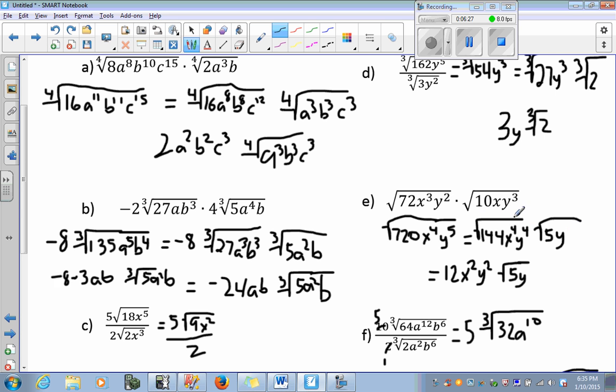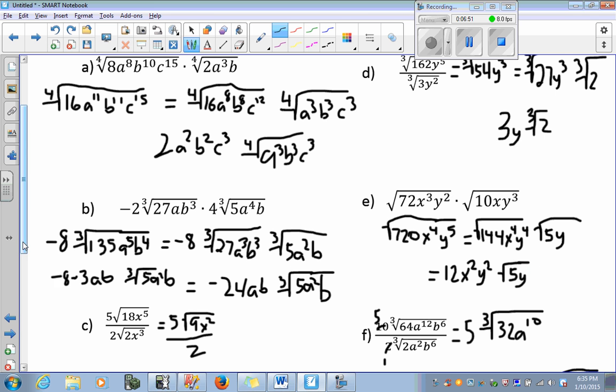Then I just break this down. The square root of 144 x to the fourth y to the fourth. Well, the square root of 144 is 12. The square root of x to the fourth is x squared. The square root of y to the fourth is y squared. Then just bring down the square root of 5y. Final answer: 12x squared y squared times the square root of 5y.